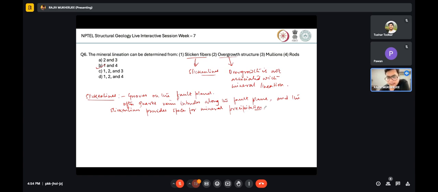Now, the overgrowth structure, as I said, is not associated with mineral lineation, and it is mostly isotropic in nature. That means the overgrowth taking place is not anisotropic. Mineral lineation is direction oriented, so there is an anisotropy in that. But overgrowth is not anisotropic; it is isotropic in nature. Now, talking about mullions, mullions do not produce mineral lineations.